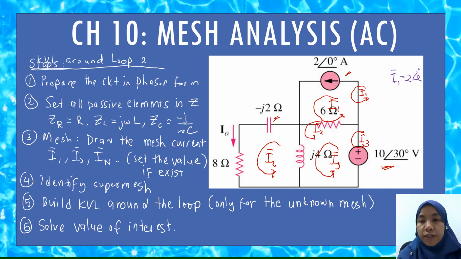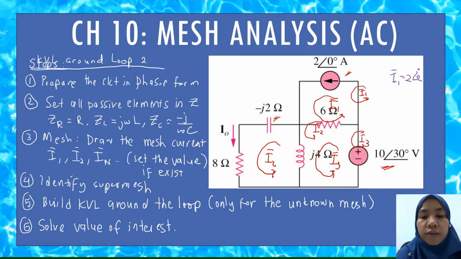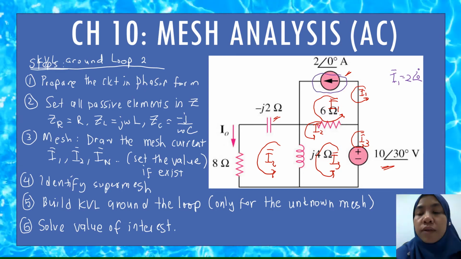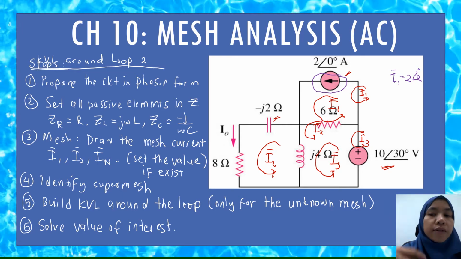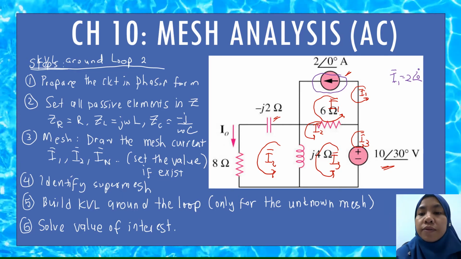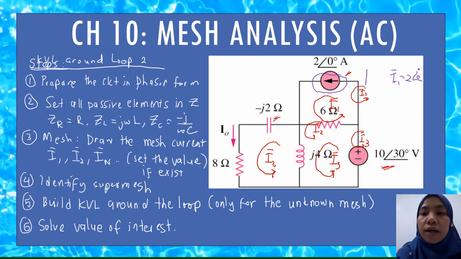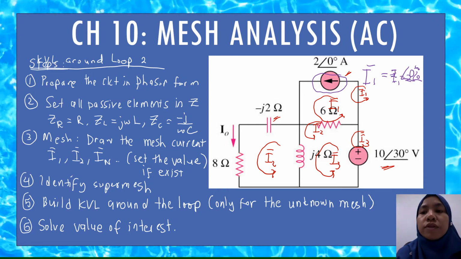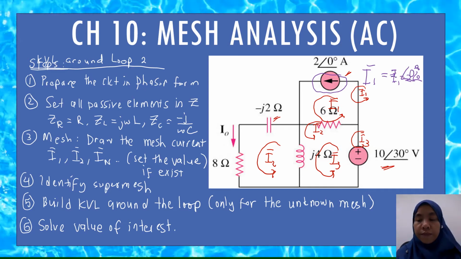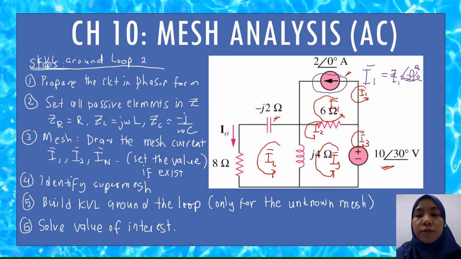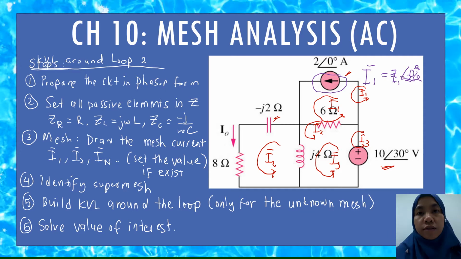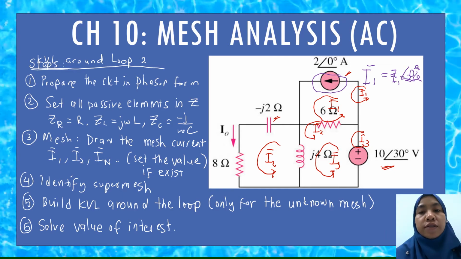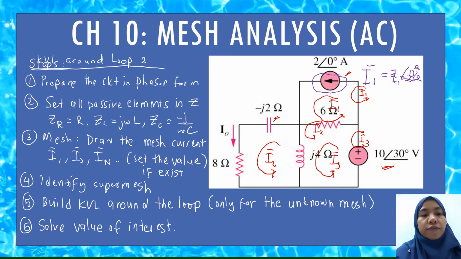So if you look at the current source here, the current source is at the outer loop. So we see this as I1 equal to 2 with 0 degree. And then what about I2 and I3? There's no current source at the outer loops, so we cannot simply identify the current value. Then we need to proceed with step number 4.